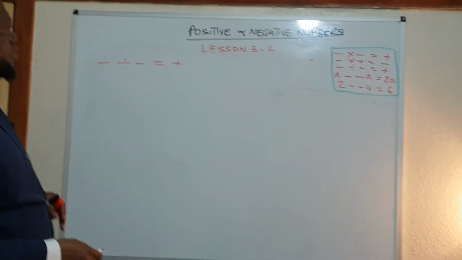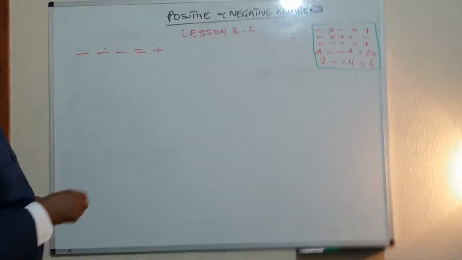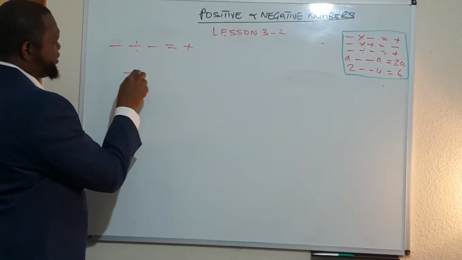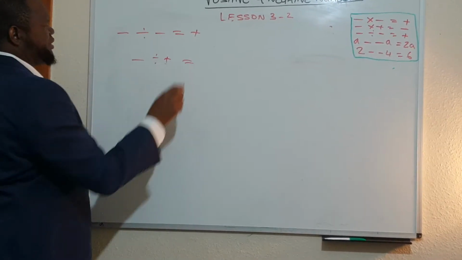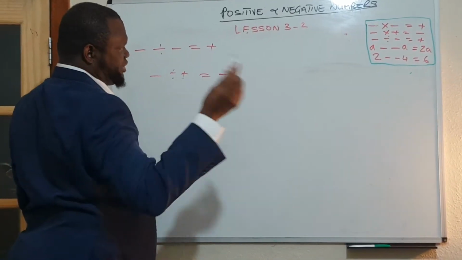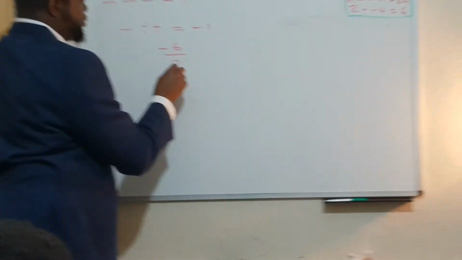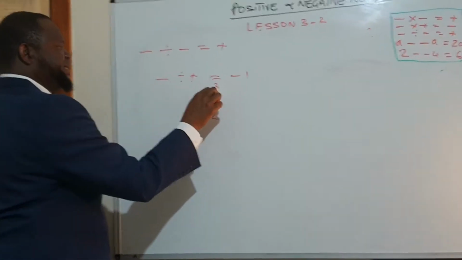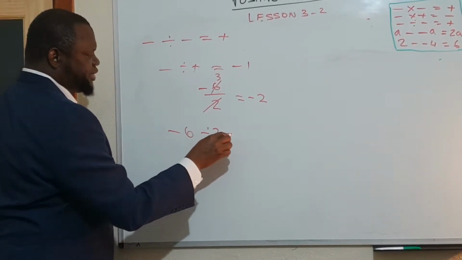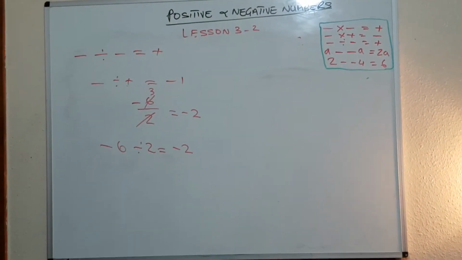What is the next topic? Now we have done minus divided by minus, but we didn't do minus divided by positive. That will be equal to minus. So minus 6 divided by 2: 2 will go into 6 three times, and your answer is minus 3. Whenever you divide a minus by a positive, your answer will always be negative.